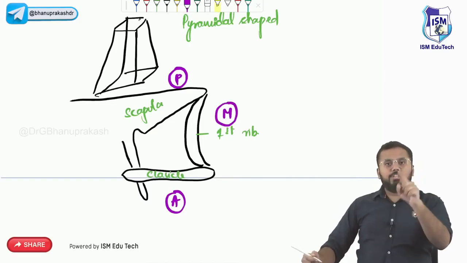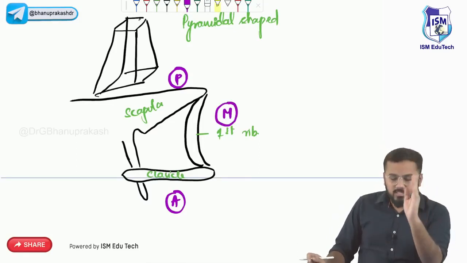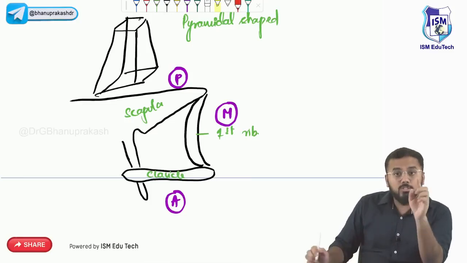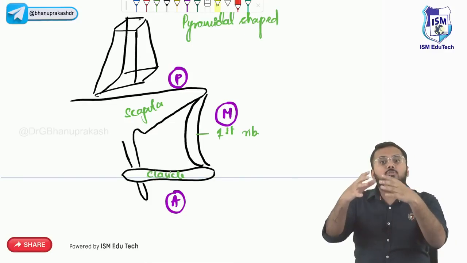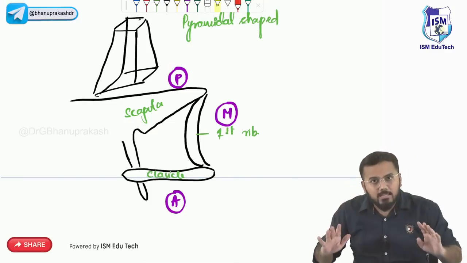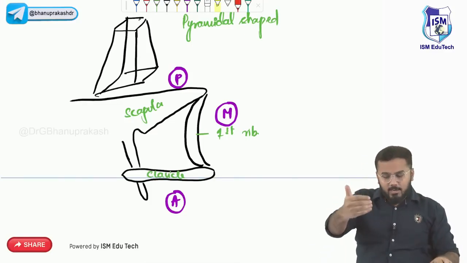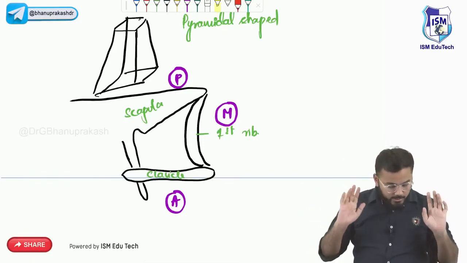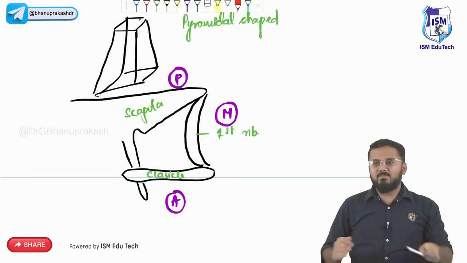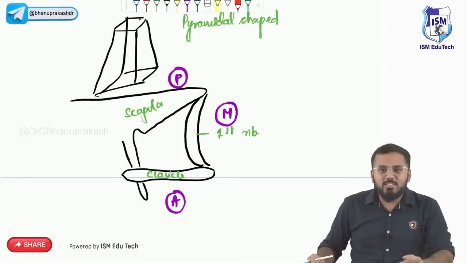So, this is the question which was asked in 2016 FMGE, guys. They asked, what forms the borders of the apex of the axilla? The apex of the axilla is formed by anteriorly clavicle, medially the first rib, posteriorly scapula. Did you understand? Have you understood, guys?